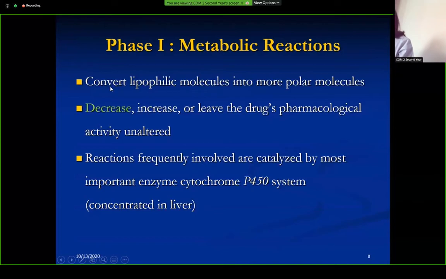Phase 1, you cannot remember those from biochemistry? Doesn't ring any bell. Corona time. Did you take biochemistry during Corona? No. Yes.